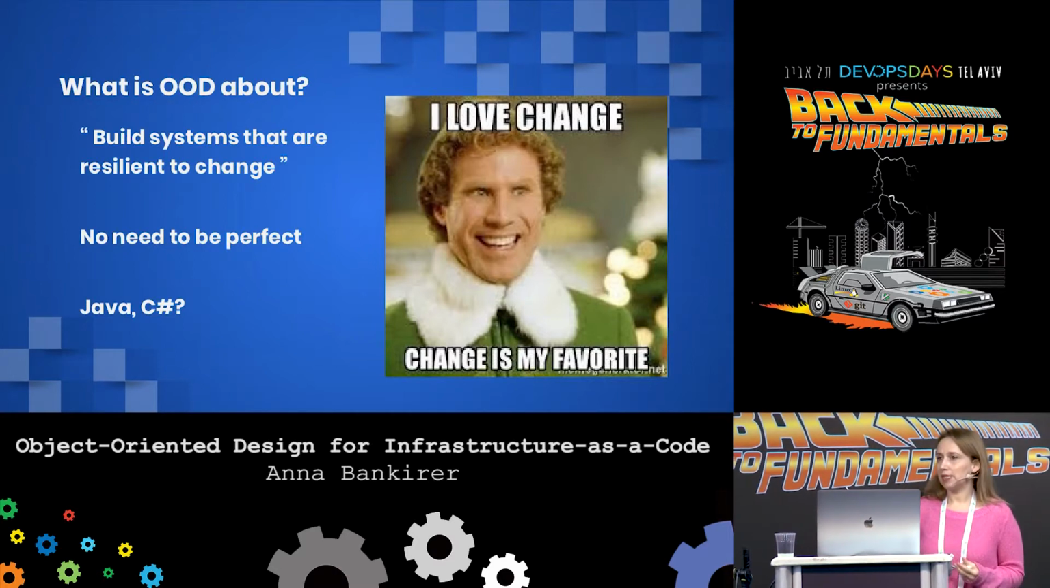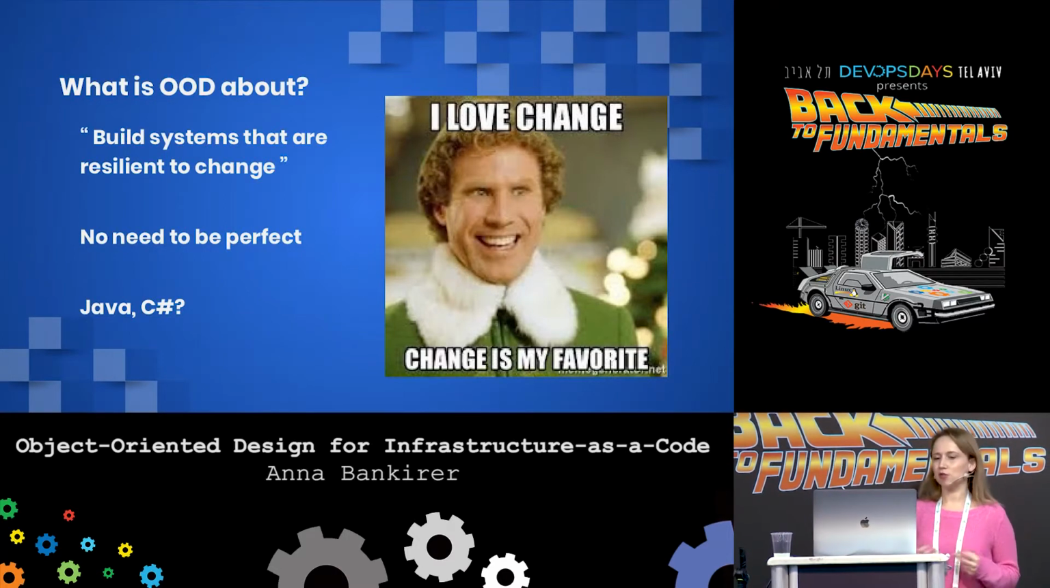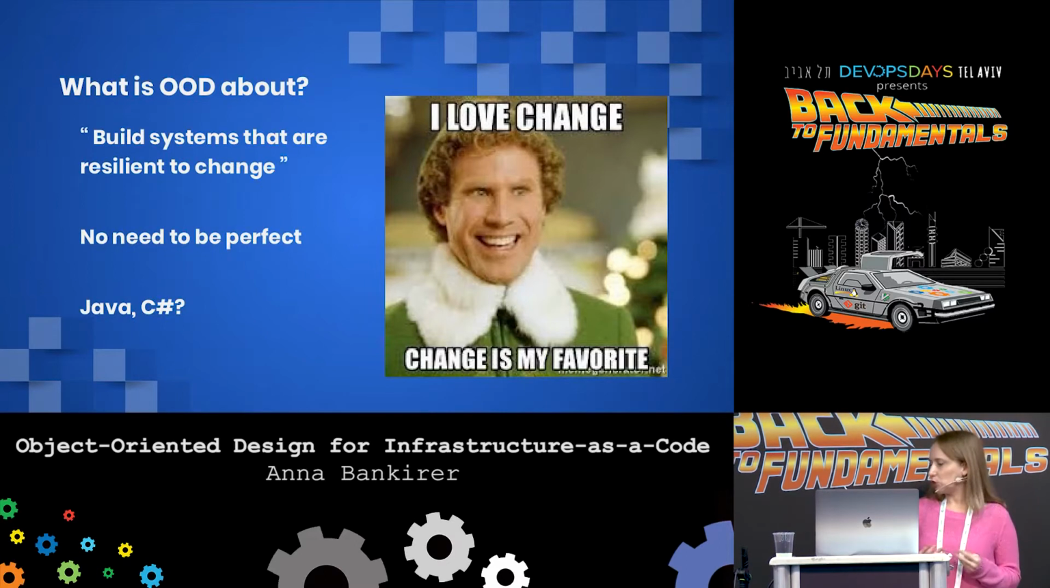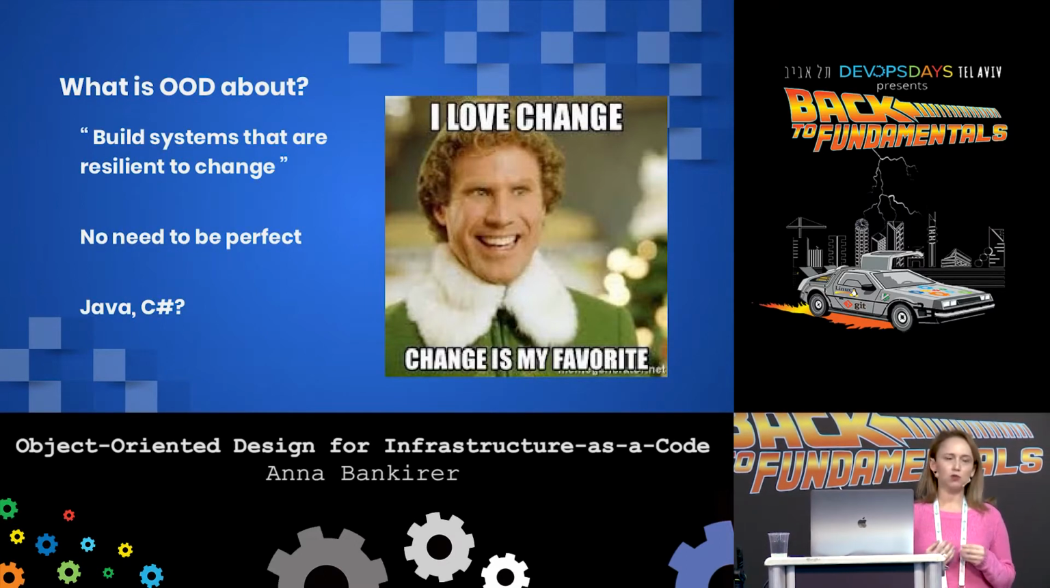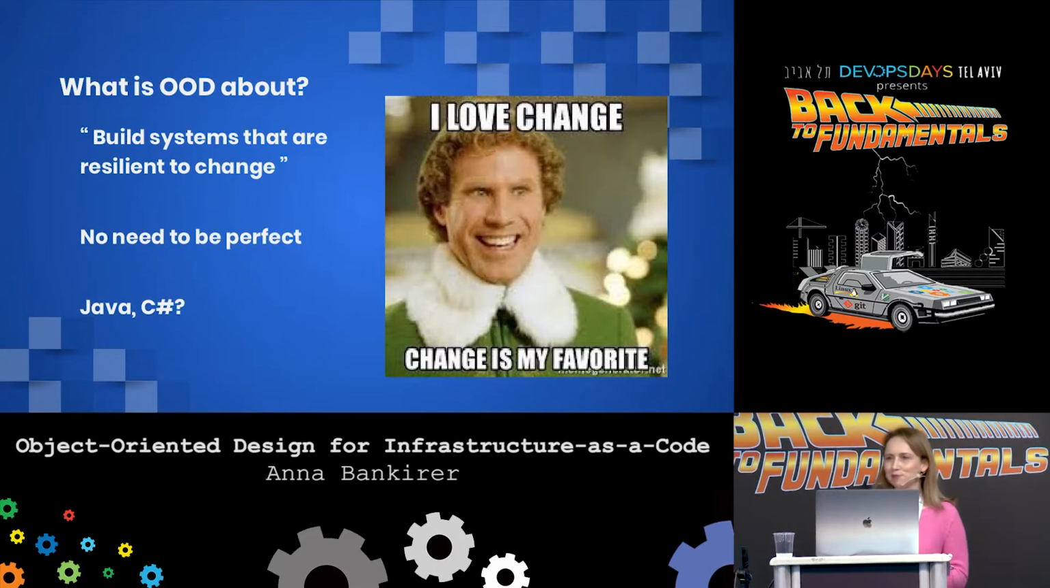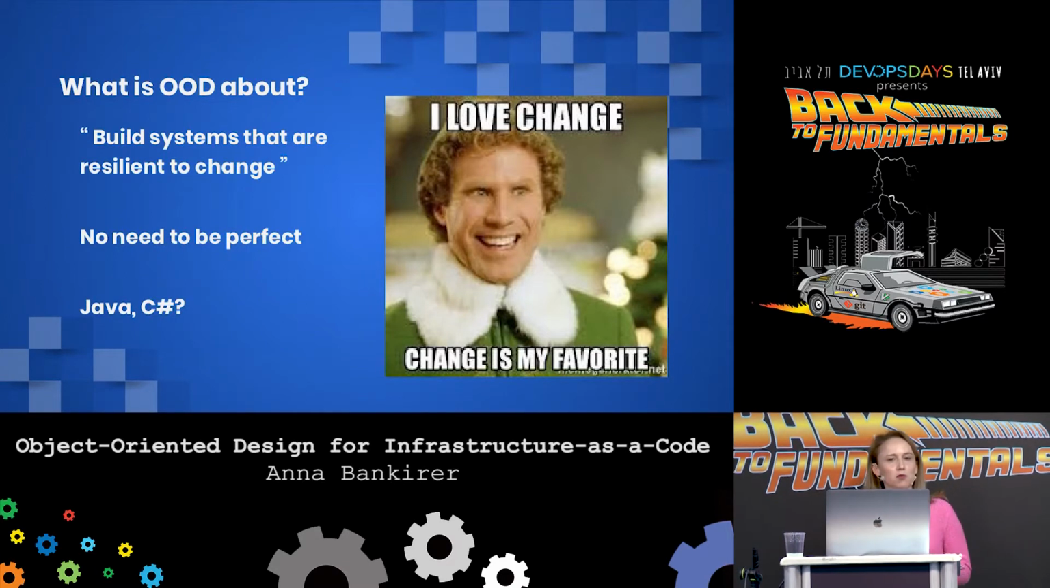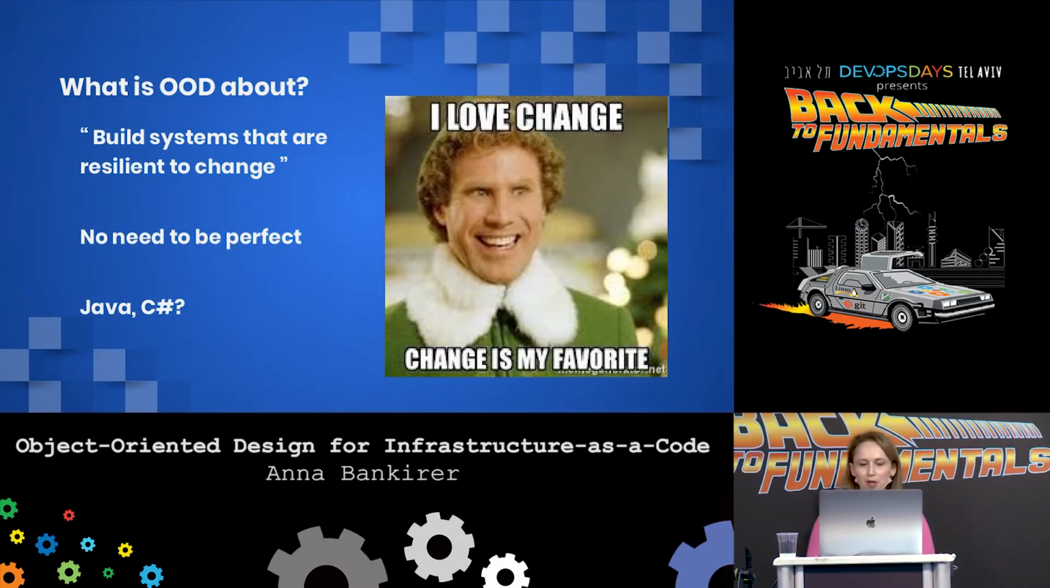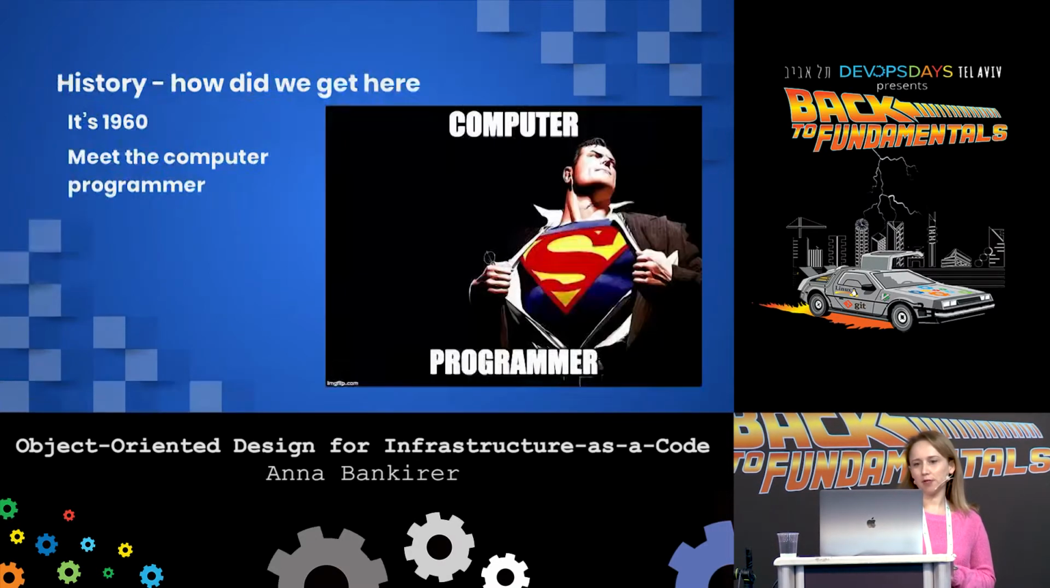So if that was the case, and it's all about change and building decentralized systems, then how come today object-oriented design is mostly associated with Java, C#, and other languages that will make most operations engineers run in terror? So to understand why, we need to take a short trip back in time. So how did we get here?